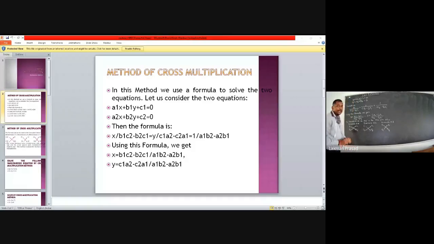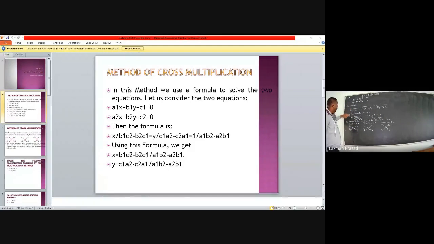If you are interested to get the value of x, so you see, this will be one value and this is another value. So x equals to this value, which comes in by cross multiplying into 1. So using this formula we get x equals to b1 c2 minus b2 c1 divided by a1 b2 minus a2 b1.